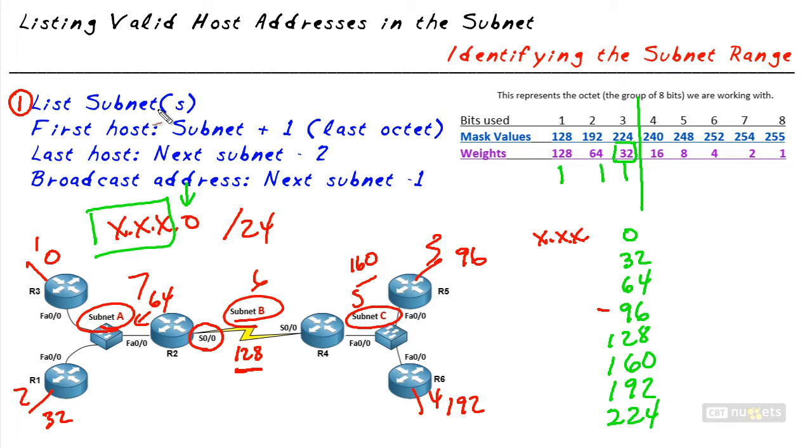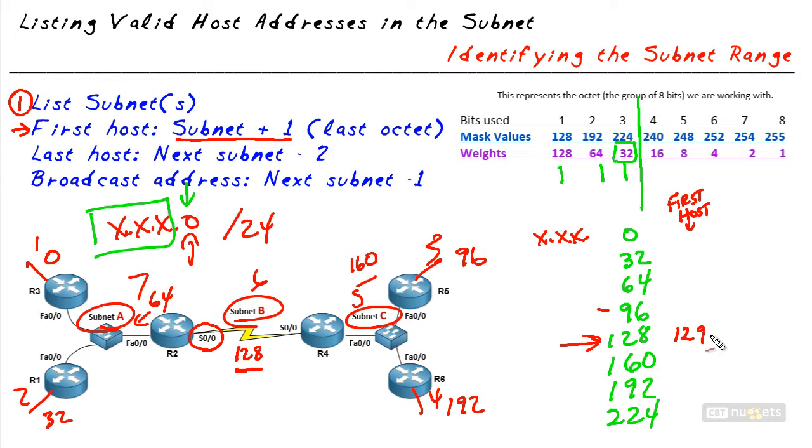Once we have the subnets listed, and we're interested, for example, in the range, let's go ahead and take subnet 128 as an example. The very first host, the first valid host IP address on a subnet, is going to be that subnet plus 1 in the very last octet. Now in this case, we're already in the very last octet right here. So for the 128 subnet, the very first host is going to be 129. So I'll call this column right here first host.